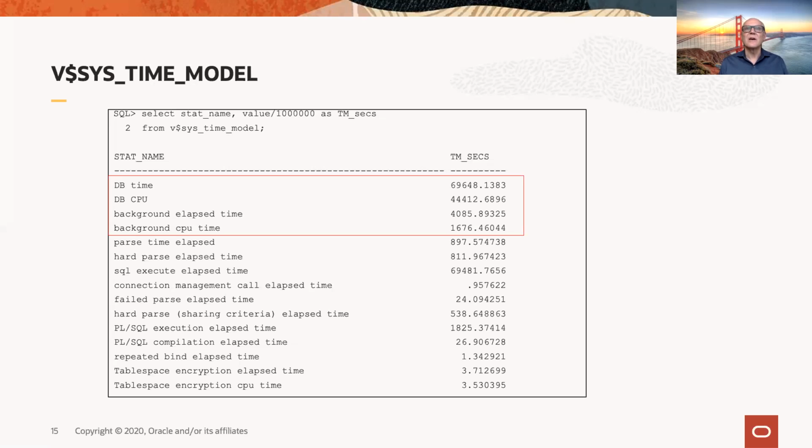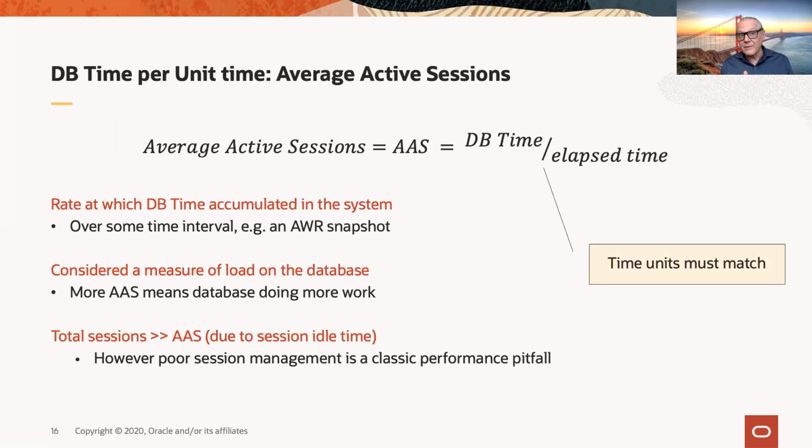So the DB CPU number is obtained from the operating system. In a way, it's kind of an independent instrumentation source from these timers inside the rest of the time model. And that's not basic either. So I apologize for that.